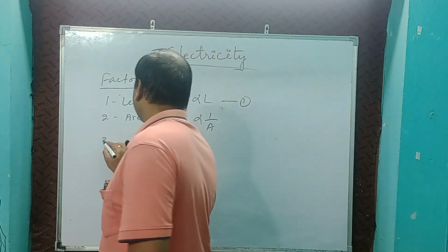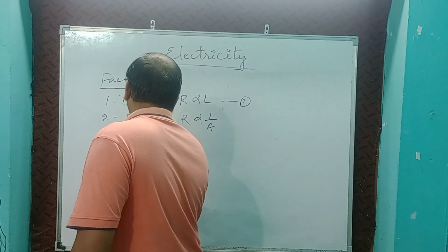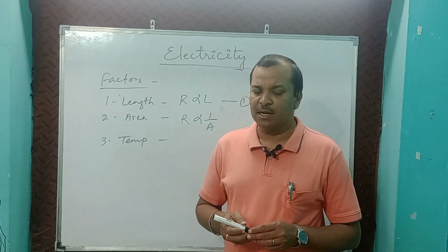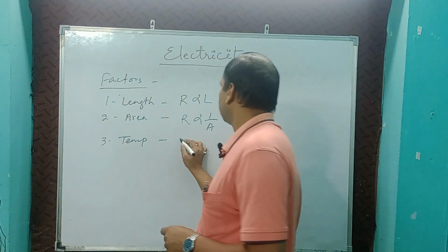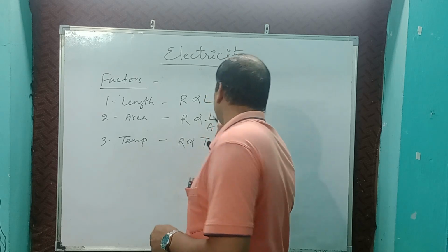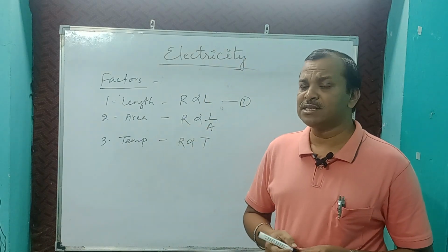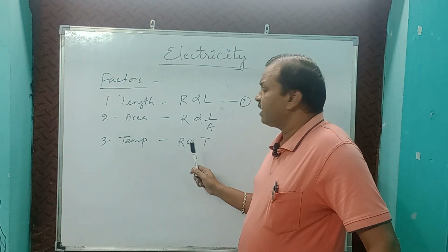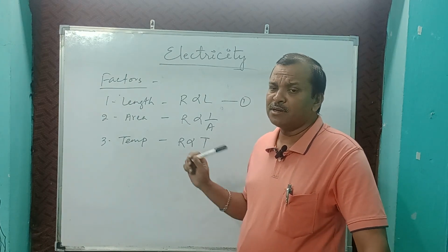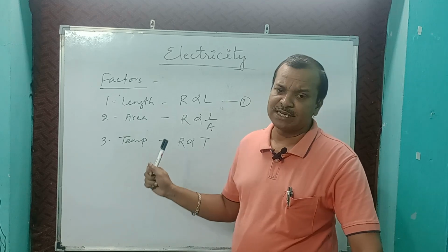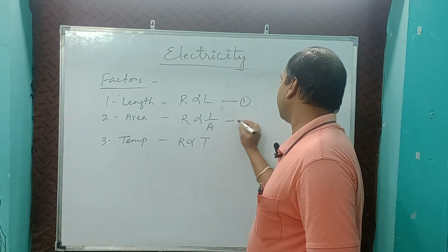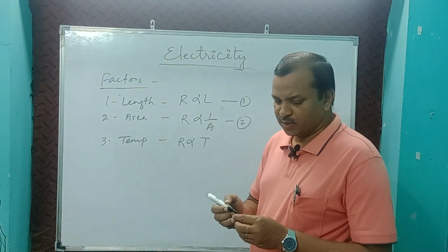Third one is temperature. Temperature also matters. Resistance is directly proportional to temperature, R is directly proportional to T. So if temperature increases, resistance also increases, and vice versa. If it decreases, resistance will also decrease. Okay. From here, this is equation 1, equation 2.